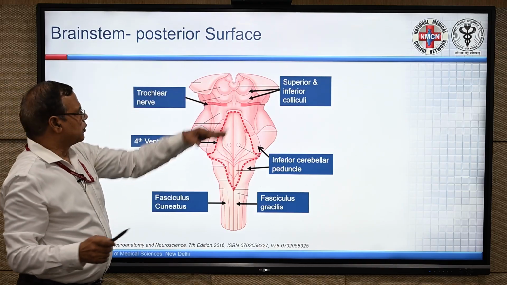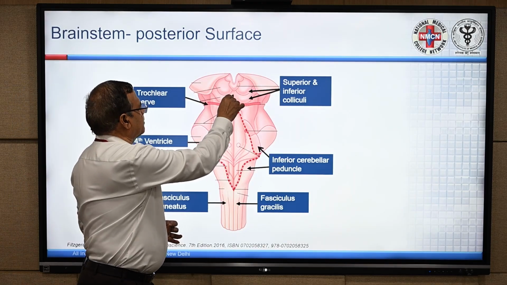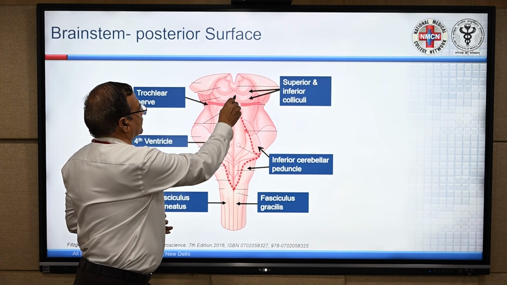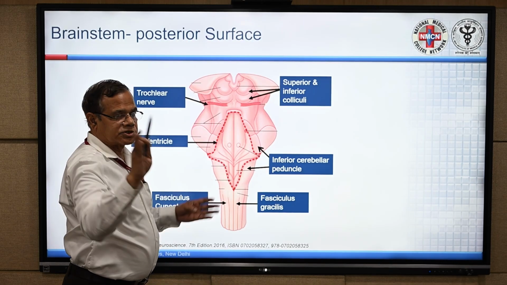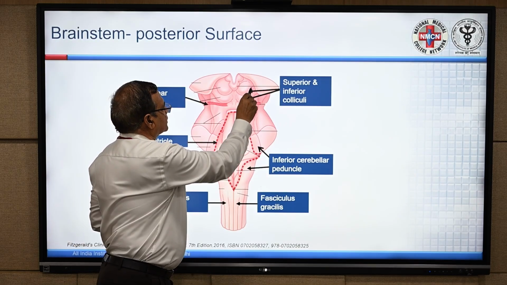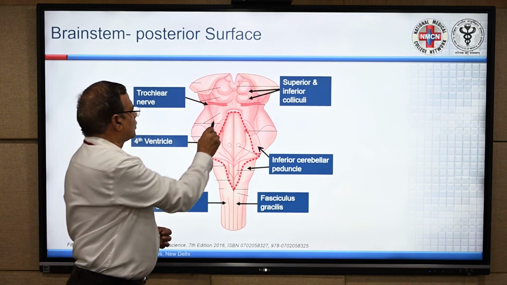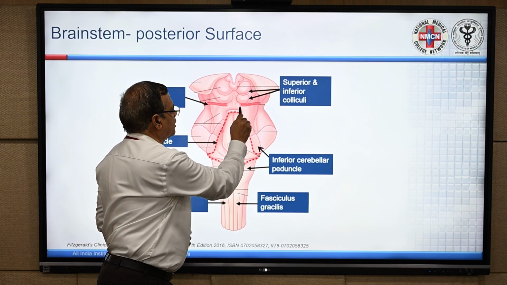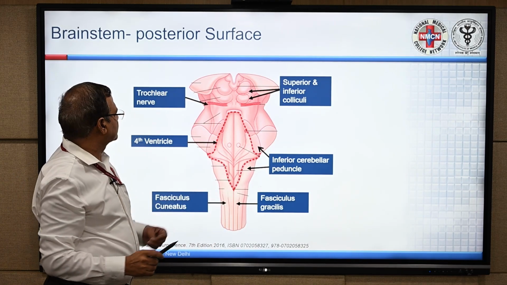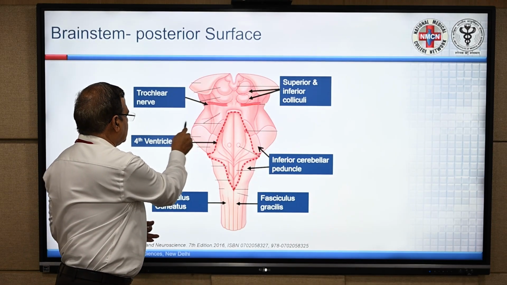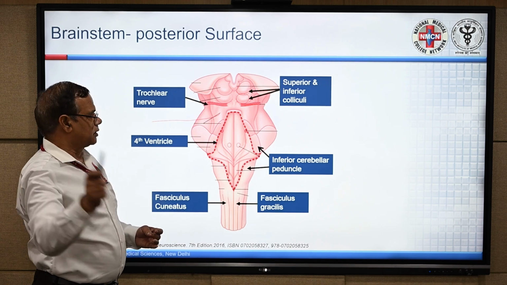The brainstem from the posterior surface. In the superior, or rostral, part, what you see is the pineal gland, which is not part of the brainstem. Then come the superior and inferior colliculi. Below the inferior colliculi, the only nerve from the dorsal surface is the fourth cranial nerve. Then this is the superior cerebellar peduncle.